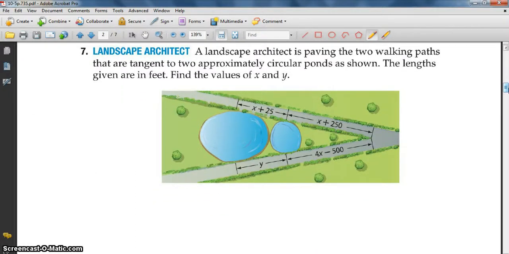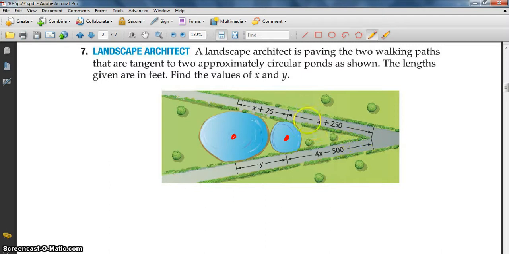Number 7. The landscape architect is paving the 2 walking paths that are tangent to 2 approximately circular ponds as shown. The lengths given are in feet. Find the values of x and y. Alright, so there are 2 parts to this. First, we're going to use our tangents for this circle and solve for x, then substitute x in, and then use our tangents to this circle.